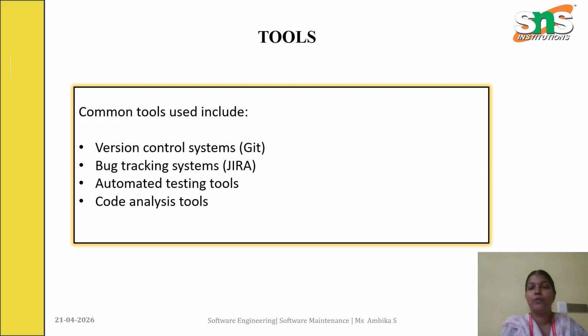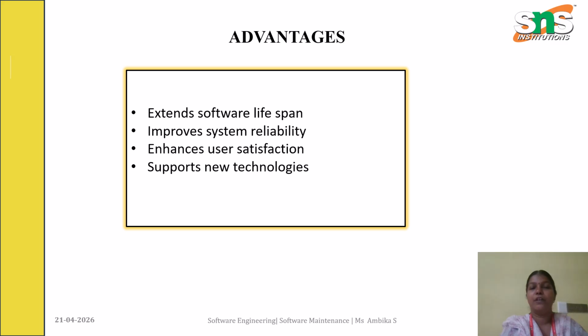Tools. Some common tools include version control systems like Git, bug tracking systems like Jira, automated testing tools, and code analysis tools. Advantages. Software maintenance extends the software lifespan, improves the system reliability, improves the user satisfaction, and also supports the new technologies.